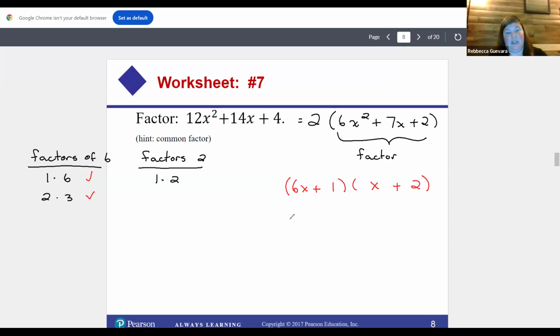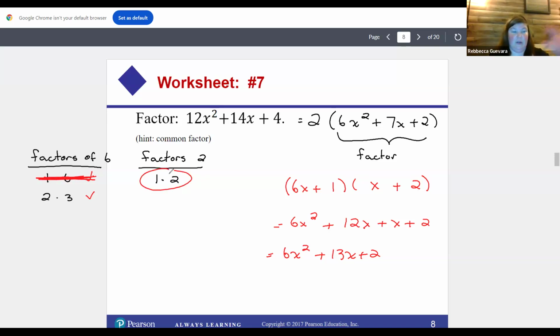So 6x times x, 6x squared. 6x times 2 is going to be 12x. Yeah, I don't think it's going to work. 1 times x is going to be x, and then 1 times 2 is going to be 2. All right. So we figured out this is not going to work for us. So like I said, these ones are fixed for the second part. So we're going to try the 2 and the 3 now.